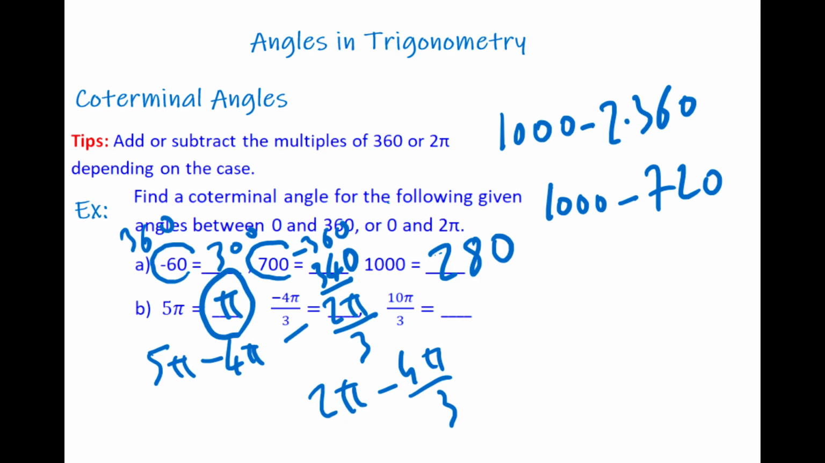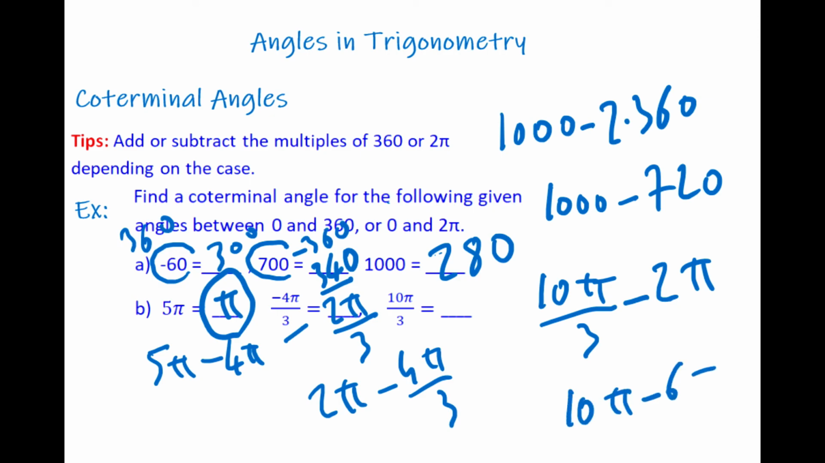And for the last one, 10 pi divided by 3, minus, guys. If you subtract 2 pi, again 2 times 3, which is 6. So we have actually 10 pi minus 6 pi divided by 3, which is 4 pi divided by 3, guys. So actually this is equal to 4 pi divided by 3, guys. And that question was our last question.